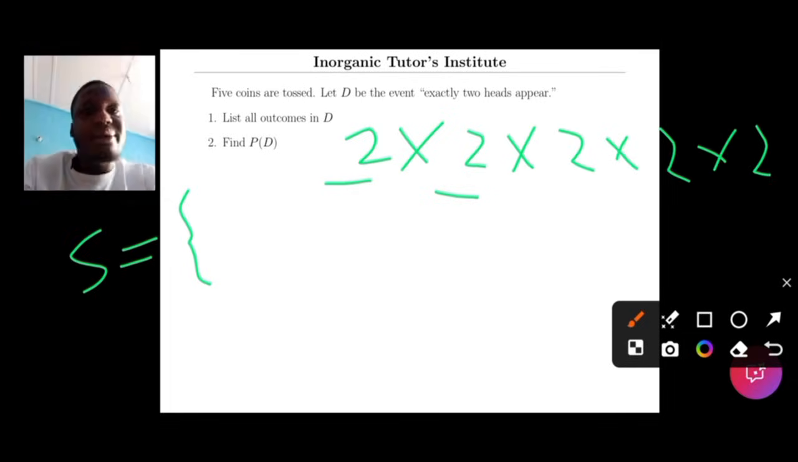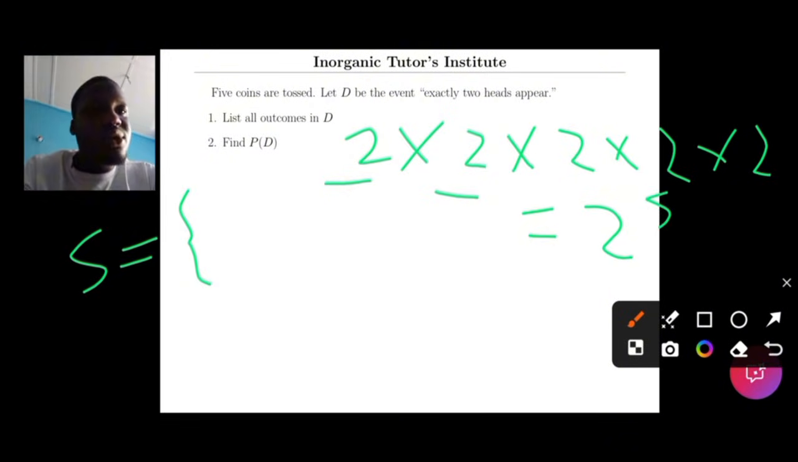So each of the experiments, or each of the tosses, results in 2 different outcomes. Could be a head or a tail. So don't go and do 2 times 5 and say they are 5 coins, so times 2. I said it's the outcomes for each toss, multiply them, so 2, 2, 2, 2, 2, which is 2 exponent 5.